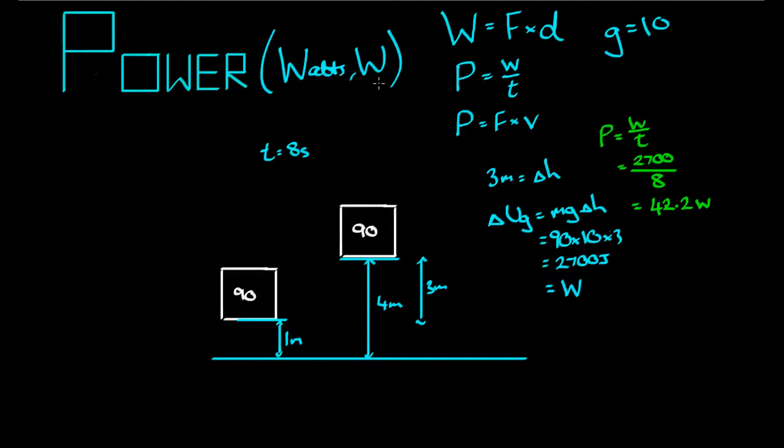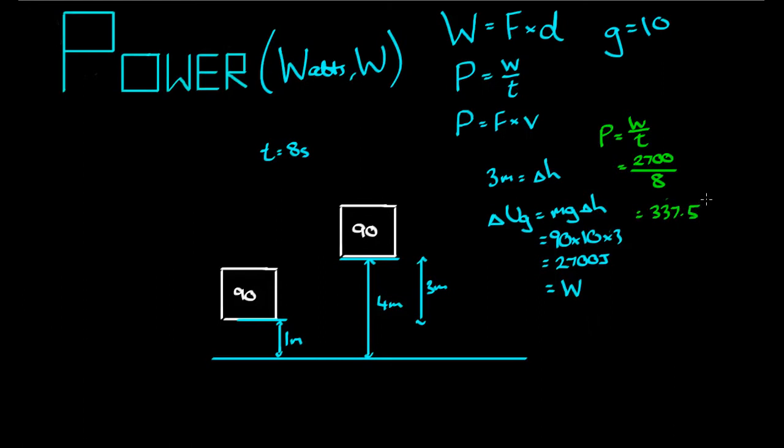Let's check that answer. 2,700 divided by 8. No, it wasn't 42.2. That is a calculation error by myself there. 2,700 divided by 8 is equal to 337.5.